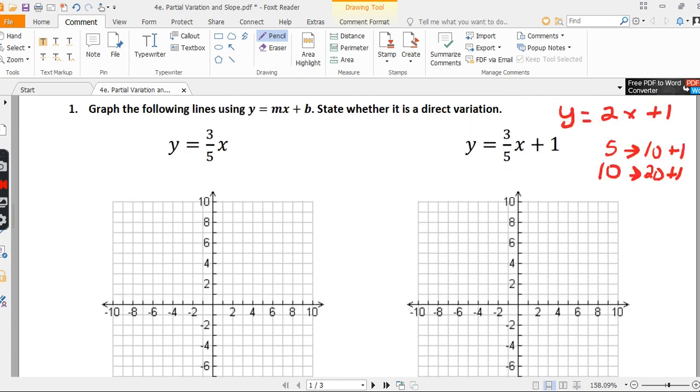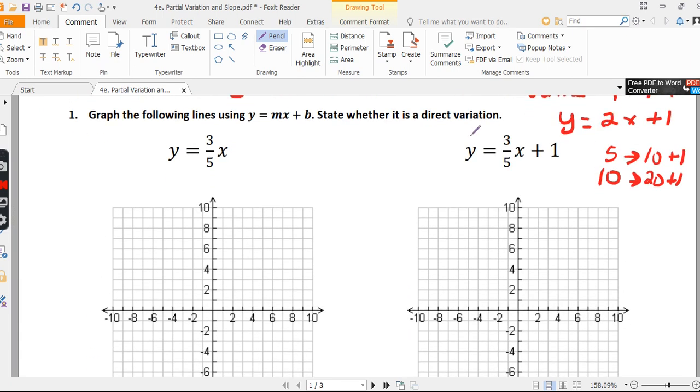Oh, I made a mistake here. So graph the following using y equals mx plus b. State whether it is a partial variation. So I will change that once I upload it.